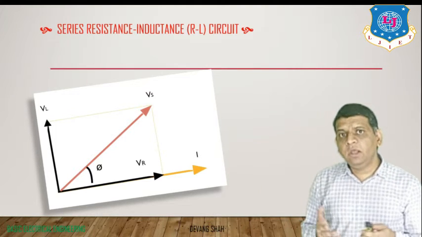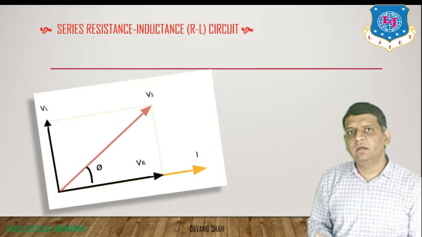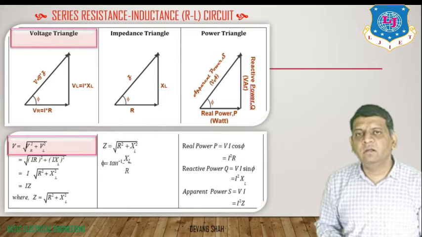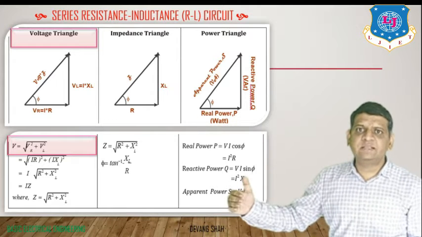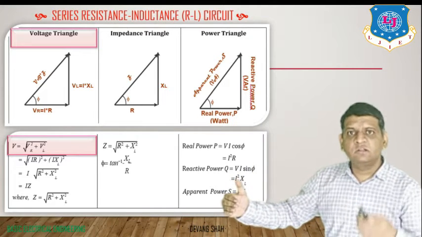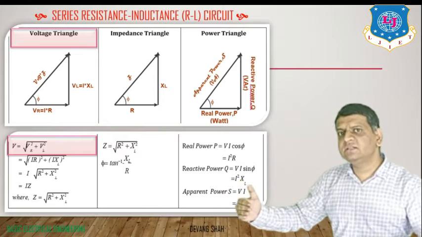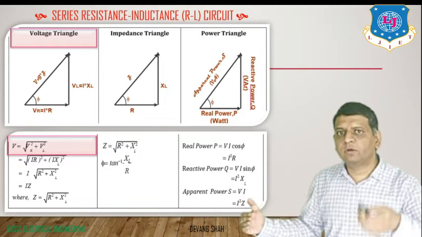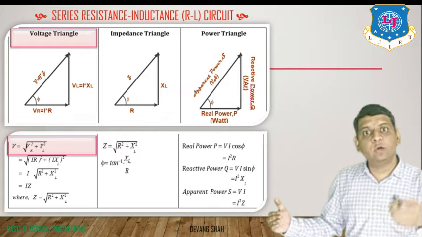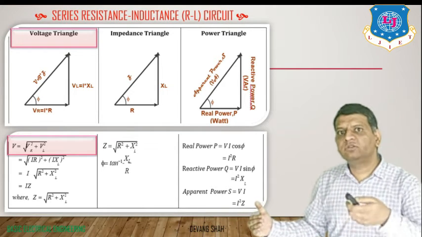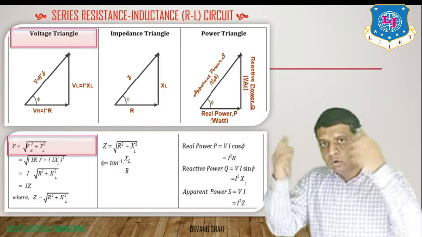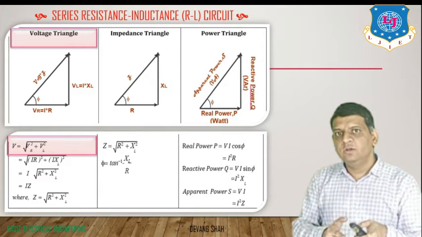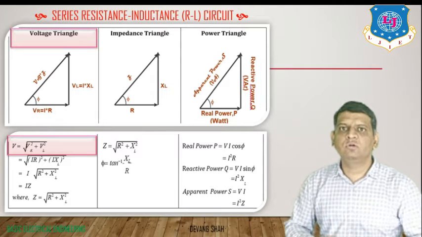From this I can define my voltage triangle, where the x-axis is defined as VR, which is the voltage drop across the resistance, I into R. The y-axis is defined as the voltage drop across the inductor, VL equal to I into XL, where XL is called the reactance of the inductor. And my overall circuit applied voltage V is equal to I into Z. So my first job is to derive the equation of Z.